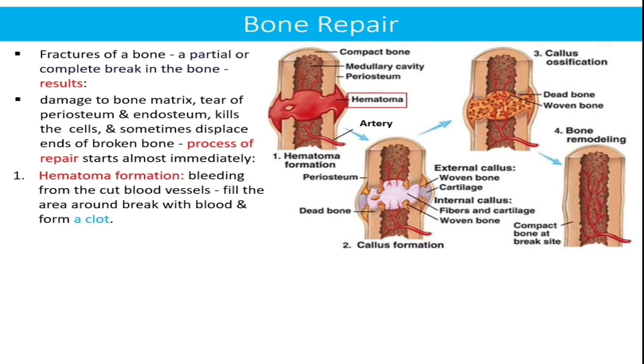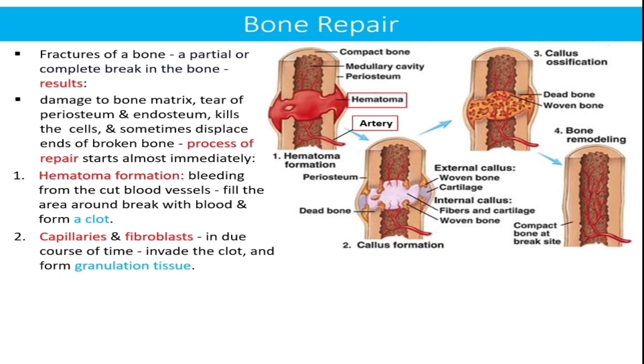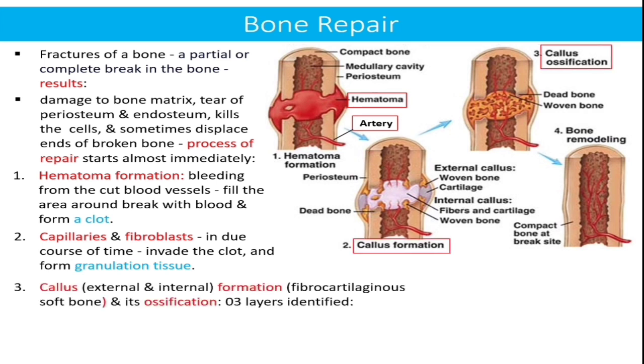This process involves, number one, bleeding from the cut blood vessels fills the area around the break with blood and forms a clot, the hematoma formation. Number two, in due course of time, capillaries and fibroblasts invade the clot and form granulation tissue. Number three, the granulation tissue is converted into a fibrocartilaginous soft bone, the callus, and then its ossification leads to formation of compact bone at the site of the break.